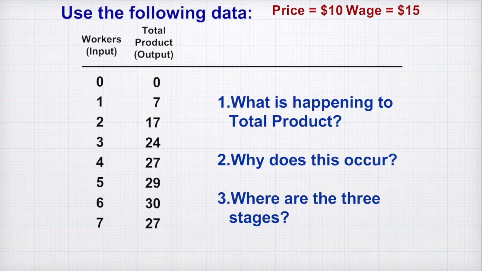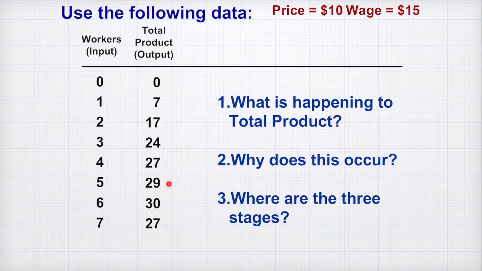Okay, so what you will notice is that increasing returns pretty much run out after 2 workers. The second worker has increasing returns because the first worker added 7 units, but the second worker added an additional 10, which is greater than 7. So from 0 to 2, we have increasing returns. But thereafter, we have diminishing returns. You'll notice that the additional output generated by each worker is decreasing.